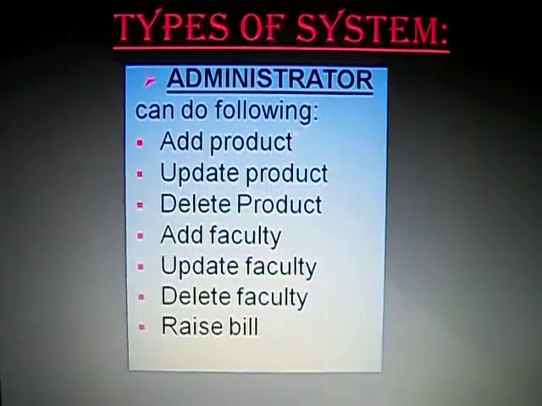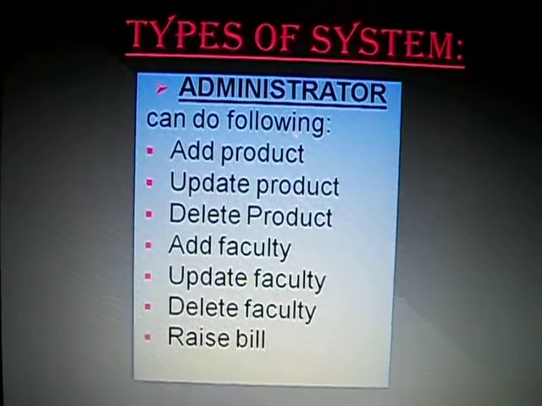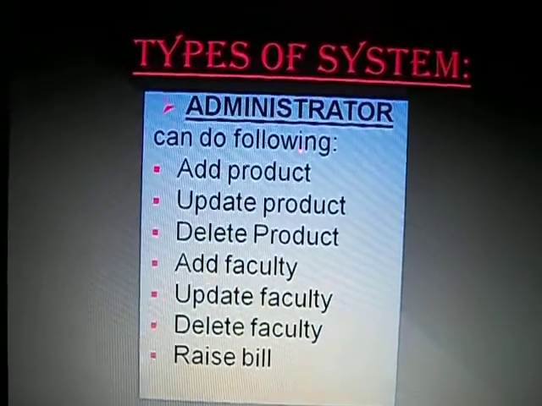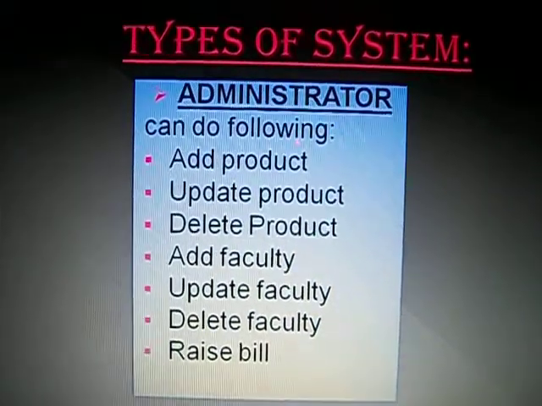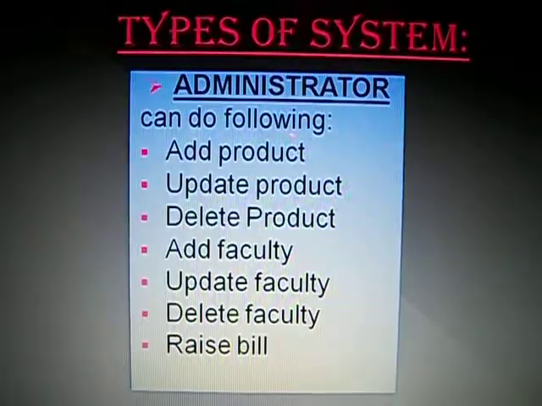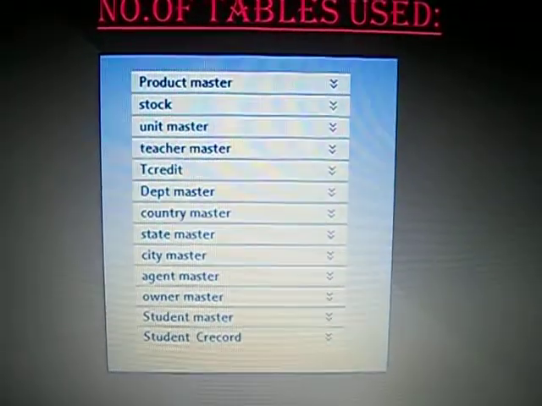The owner can do the following. He or she can add the product, update product, delete product, add the faculty members, update the faculty members, and delete the faculty members. He or she can even raise the bill depending upon the current price of the item available in the canteen. These are the various tables used.